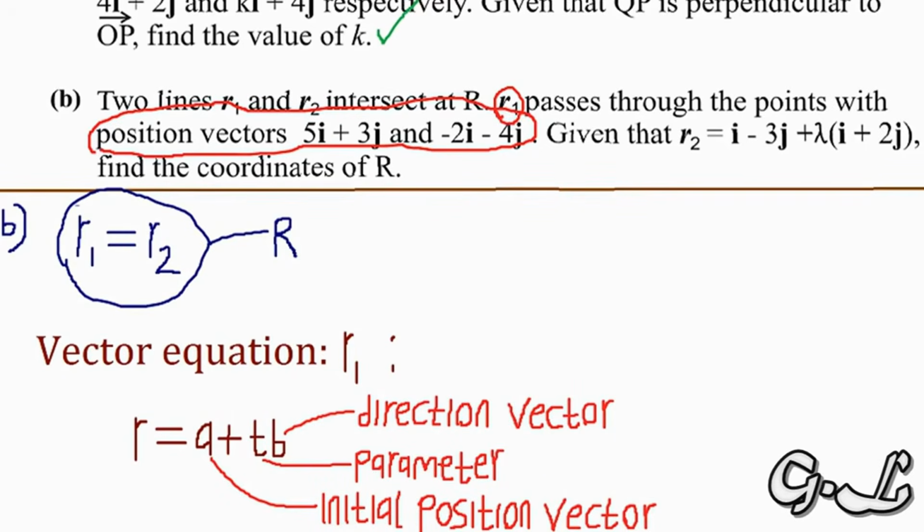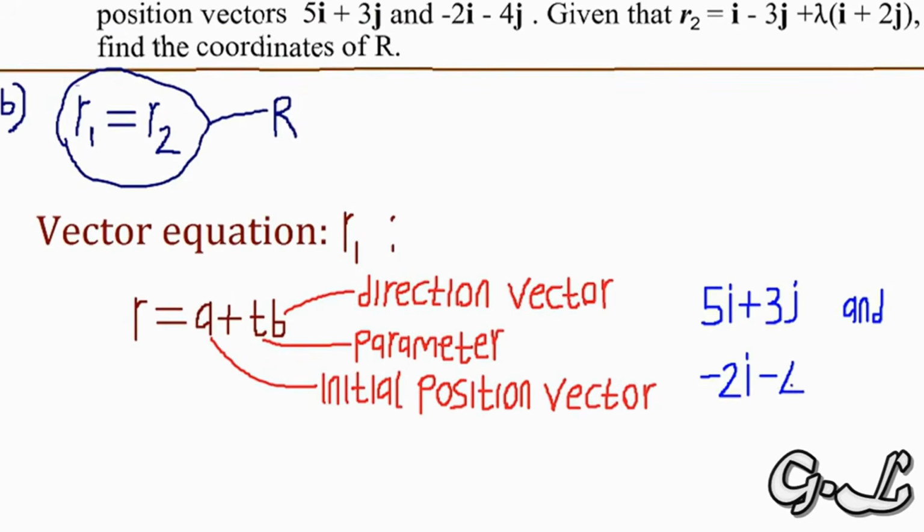The vector equation of R1 is going to easily be found simply because we have 2 points, we have 2 position vectors. So we're going to use those points to find the vector equation of R1. So that is what we are simply going to do. We're going to write those position vectors that we have: 5i plus 3j and also another position vector as negative 2i minus 4j. So this is what we have.